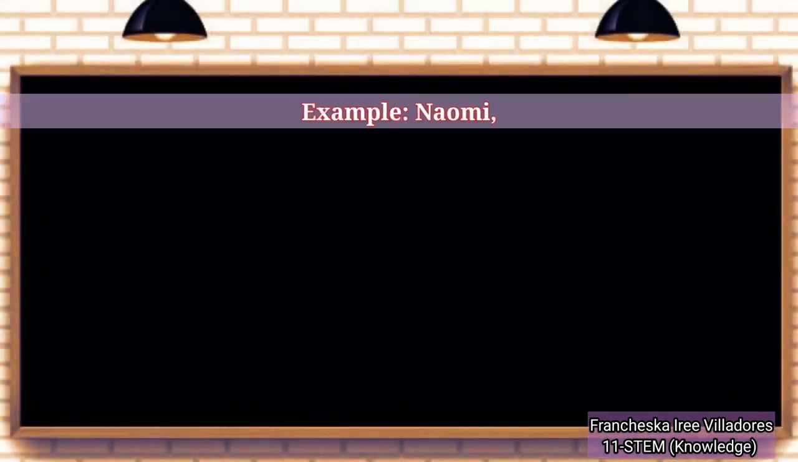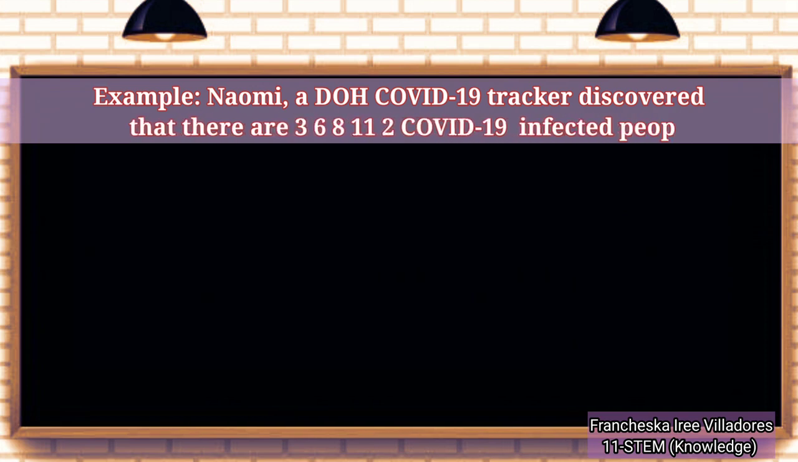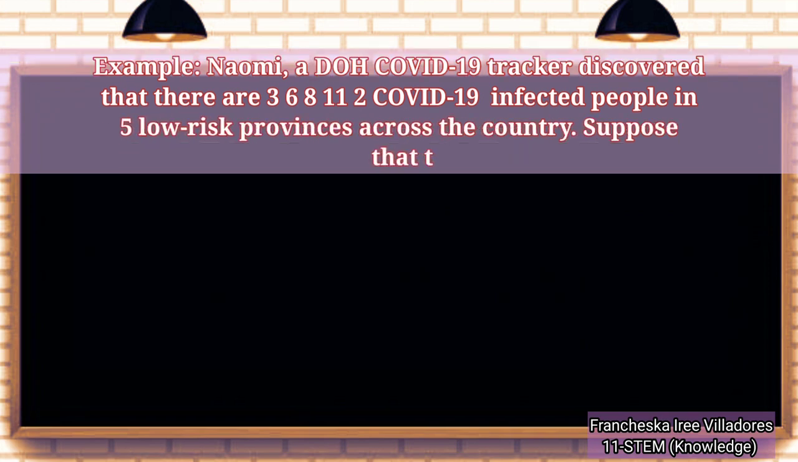First example, Naomi, a DOH COVID-19 tracker, discovered that there are 3, 6, 8, 11, and 2 COVID-19 infected people in 5 low-risk provinces across the country. Suppose that 3 provinces are drawn as sample.